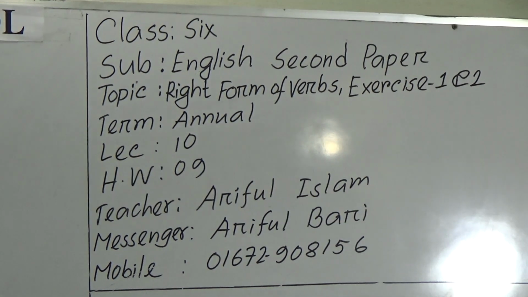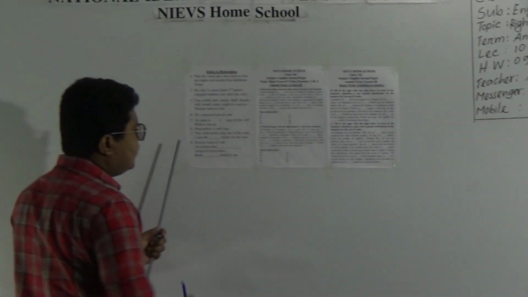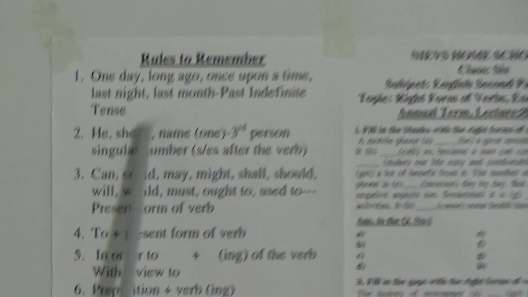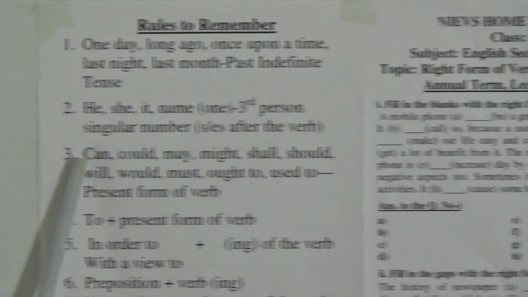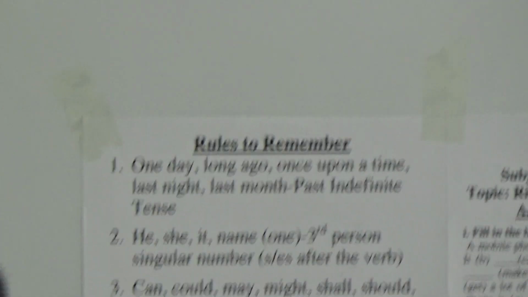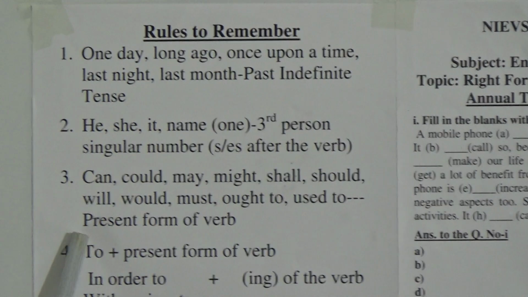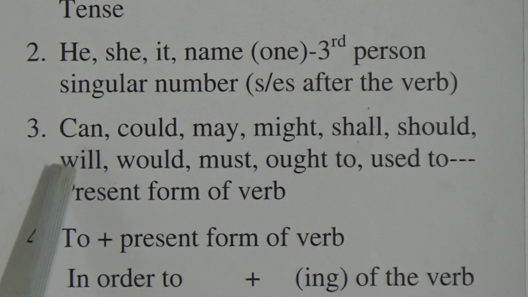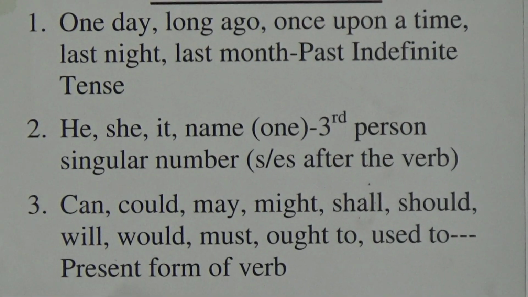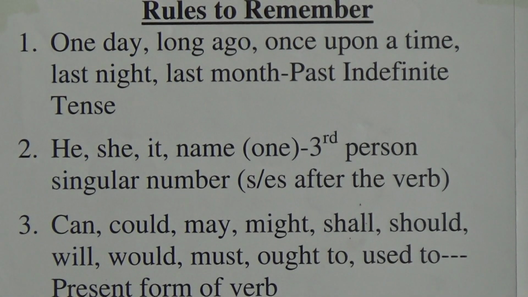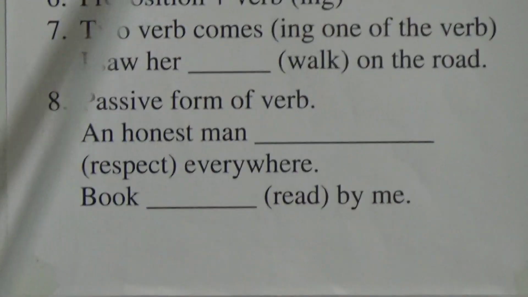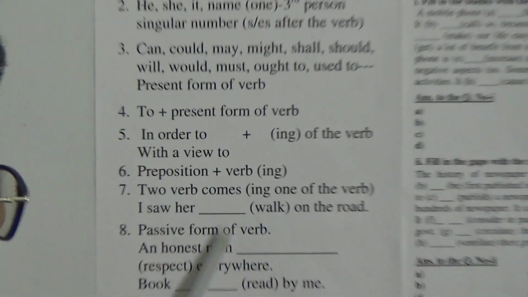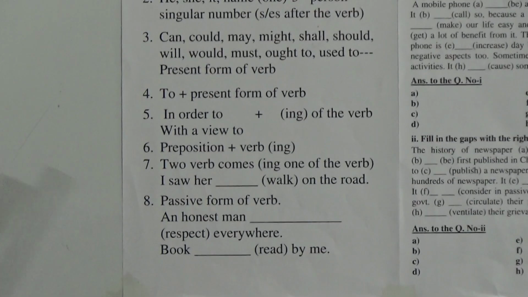So let's start the class, but before we start, we have to remember some rules. We read about 37 rules. But when we do the passages, right form of verbs within the passages, we do not need to learn all the rules. We do not need to remember all the rules. If you remember 8 or 10 rules, it will be enough for you. Okay?